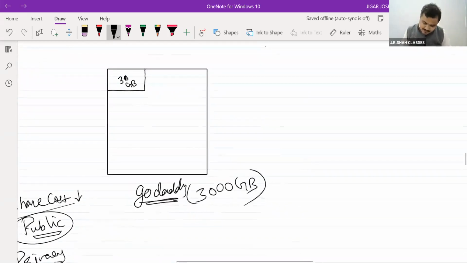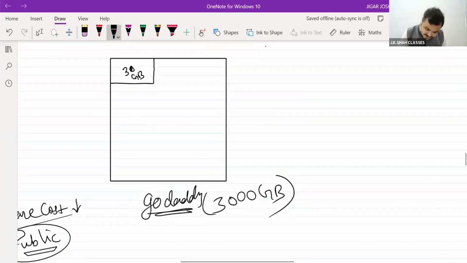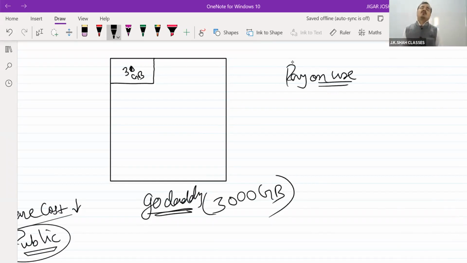That means, people, here the resources are always paid for what you use. Understood? That's called pay on use basis. These clouds are available on what basis, people? Pay on use. As much as you use, pay for it. Understood? Okay.